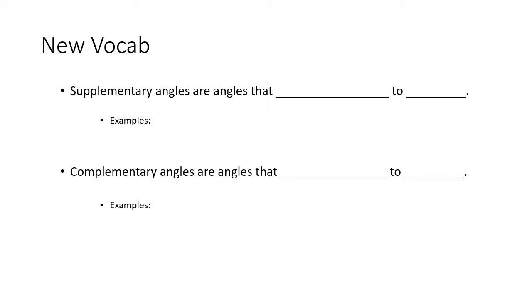All right, so now we're going to look at some new vocabulary, and this is where the focus of this set of notes is really coming down to, which is the concept of supplementary angles and complementary angles. Supplementary angles are any angles, and there could be 2 or more, that add/sum to 180 degrees.